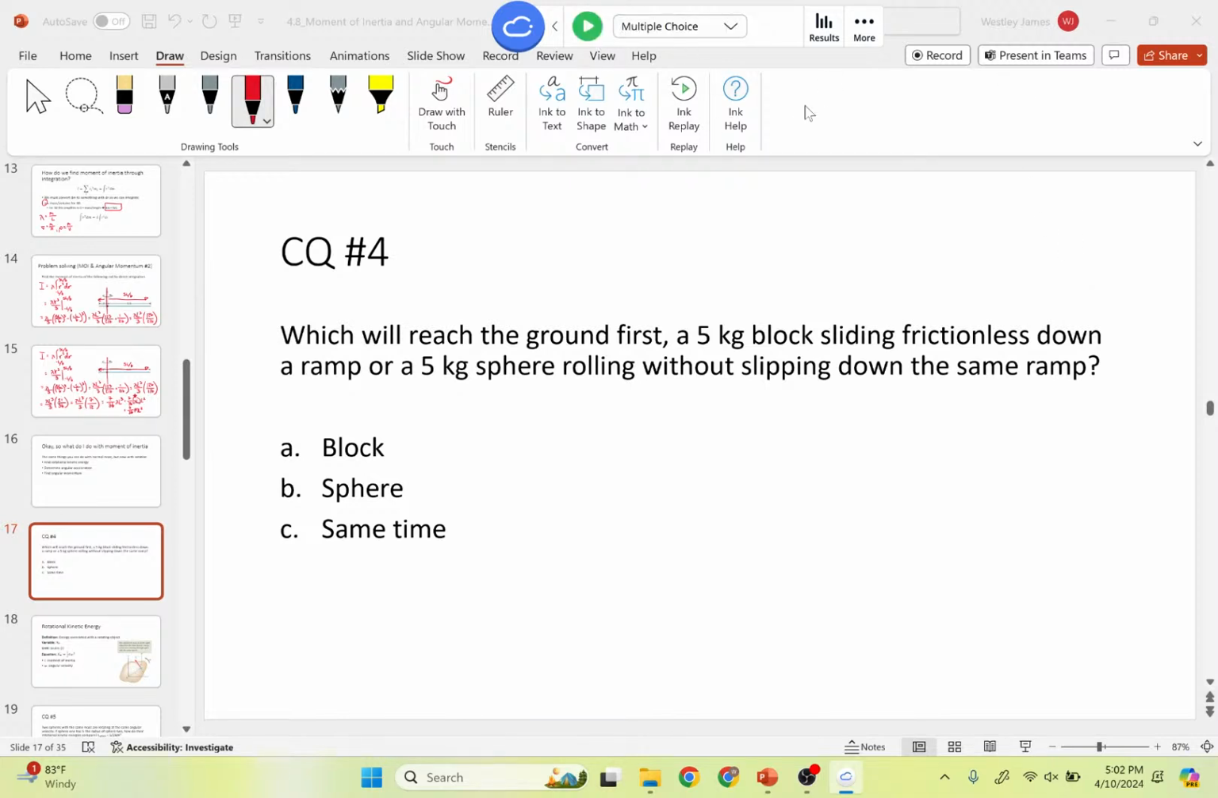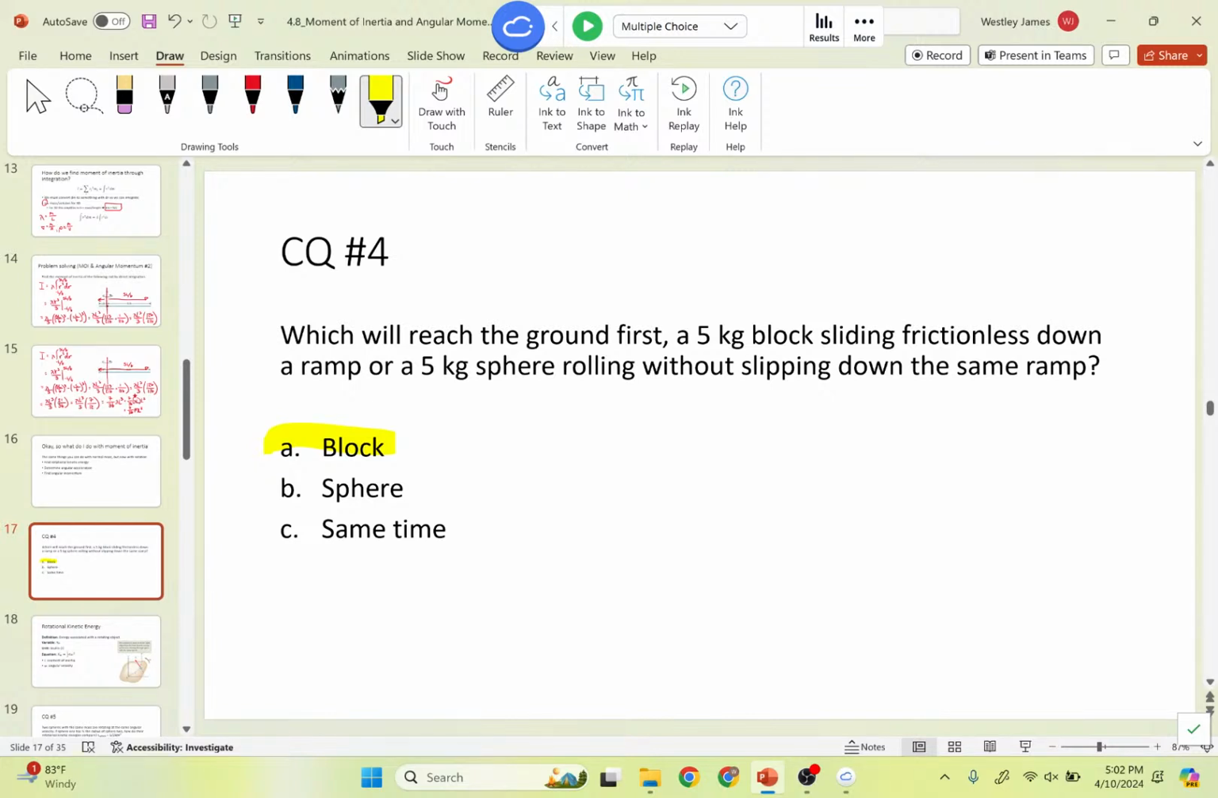Boom. Which one will reach the ground first? You're going to hate this. It's the block. And you're like, but what? But wheels! Wheels are better. Yeah, okay, they are for most things. But yeah, also how often do you all run into frictionless surfaces? So the frictionless kind of throws things off here. The natural question is why?